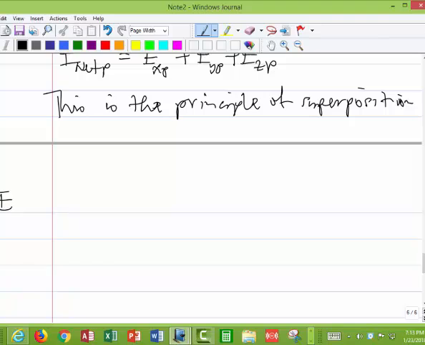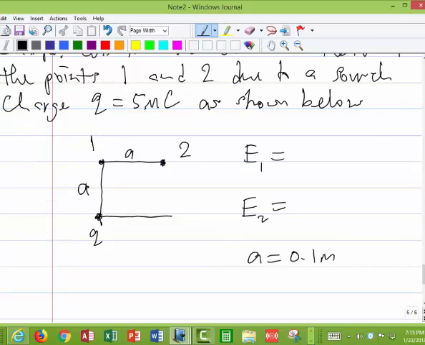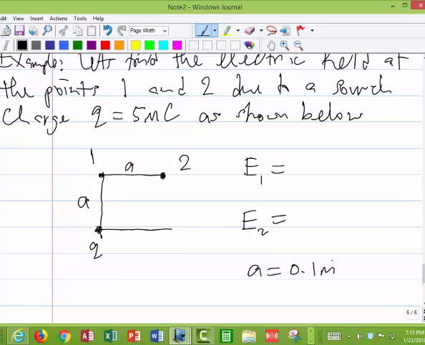So let's try an example. We can have a source charge at some point in space. This we can say is a distance A. This is the point 1, and this is 2. This is also A, and this is a source charge here. So we're finding the electric field at the points 1 and 2. A is equal to 0.1 meters, and the source charge Q is equal to 5 microcoulombs.